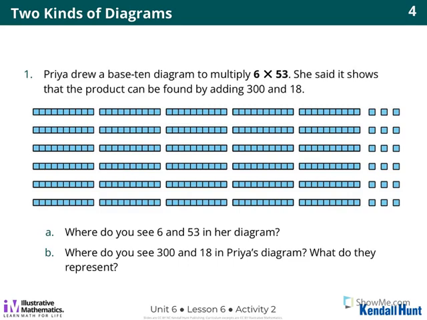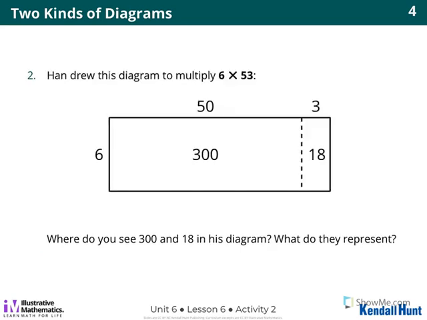She said it shows that the product can be found by adding 318. Oh, I agree with her. So, again, where do you see 6 and 53 in her diagram? Where do you see 318? And what do they represent? Then, put your pencils down. Stop starting. Look at Han's diagram. How is it different? Okay, don't answer that because I think it's going to be part of your answers.